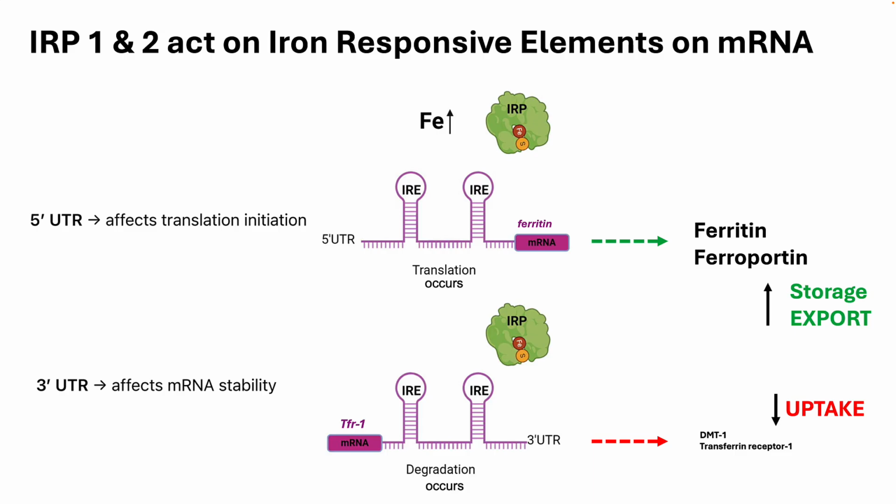If iron levels are high in the cell, both the IRP levels are low. So IREs don't interact with IRPs. This results in translation of mRNA with IREs on the 5' end, but degradation of mRNA where IREs are at 3' end. This results in increased synthesis of ferritin and ferroportin molecules while decreasing synthesis of DMT1 and transferrin receptors. This drives the cell towards increasing storage and export while simultaneously decreasing uptake of iron.